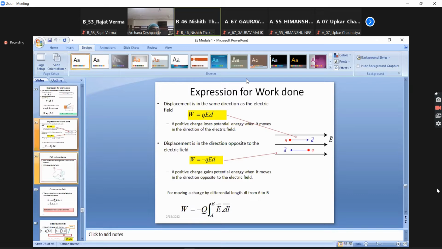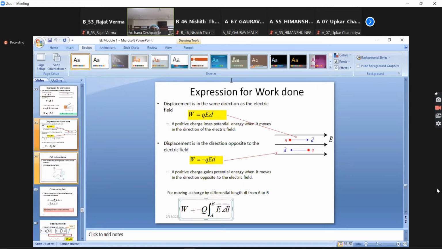So work done or the energy has to be spent. Okay, whenever you are moving a charge, either in the same direction of the electric field or against the electric field, and this is the general formula. अगर आपको distance पता नहीं है, okay, and you just know the initial and ending point, then you need to integrate.